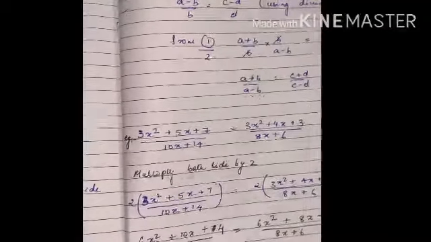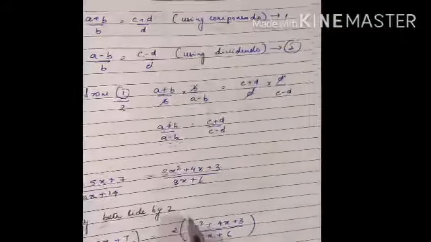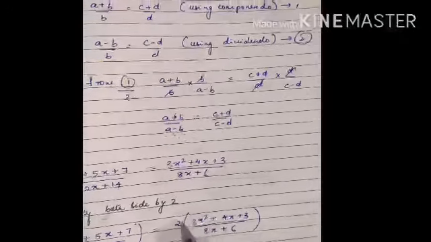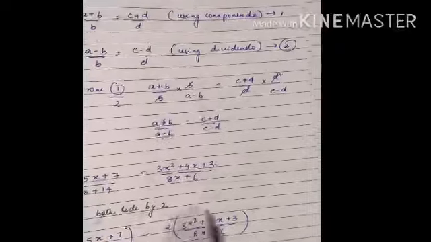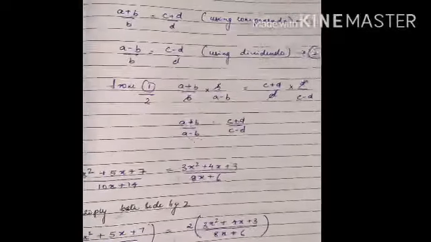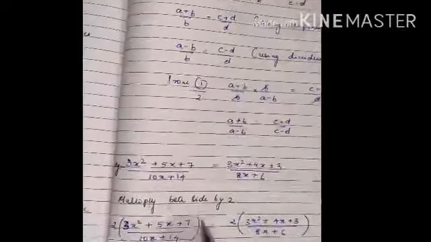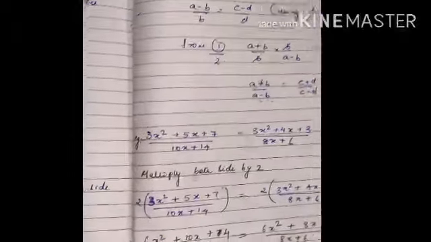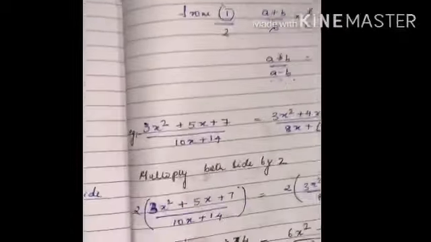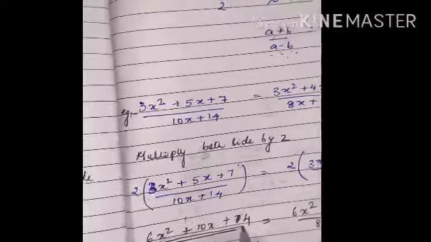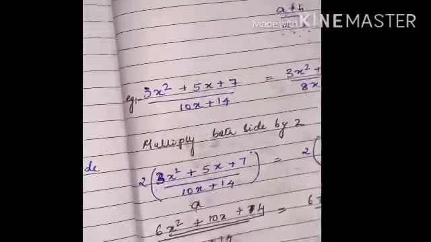14 divided by 10x plus 14 equal to 3 2s are 6x square plus 4 2s are 8x plus 3 2s are 6 divided by 8x plus 6. Now by using dividendo, this becomes your x, this becomes your a, and this becomes your b.